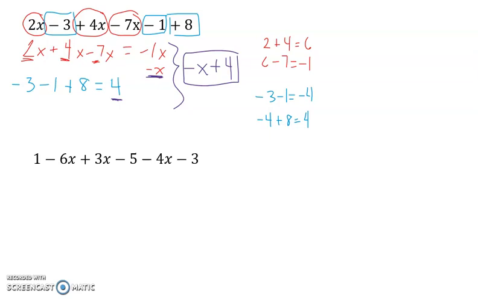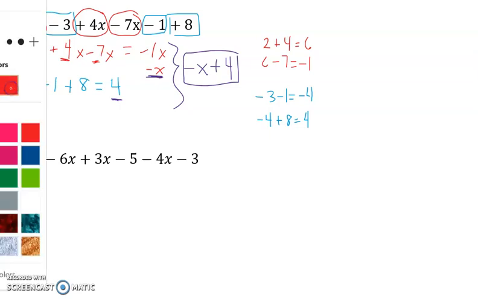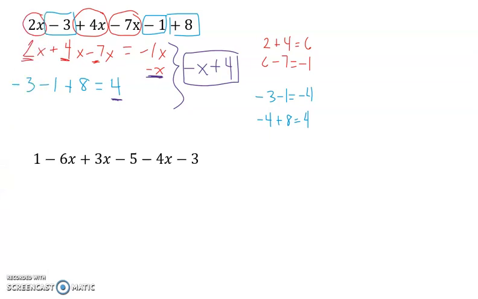Okay, let's try it again, just to make sure that we're solid on this. Here we go. Next one, let's start at the front. So I have this 1, that's a constant. We're looking for constants, so nothing with a variable. So not 6x, not 3x. Oh, I have this negative 5, and then I have this negative 3. So I'm going to do 1 minus 5 minus 3.